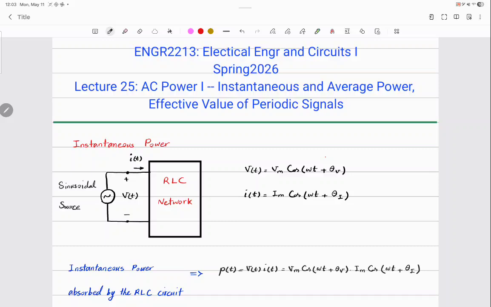Now, the power that we've been dealing with so far was mainly related to DC circuits, so nothing was time dependent actually. So you had some voltage, you had some current, you multiplied them together and you got your power. Now, the first power term, or the first concept in power that we're going to talk about today, is instantaneous power.